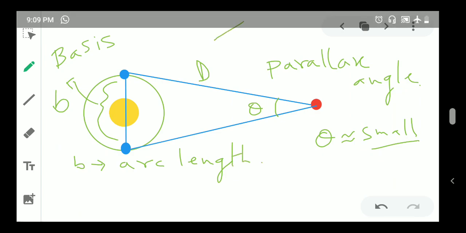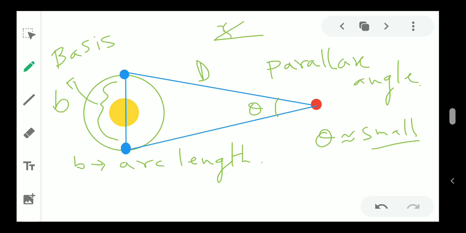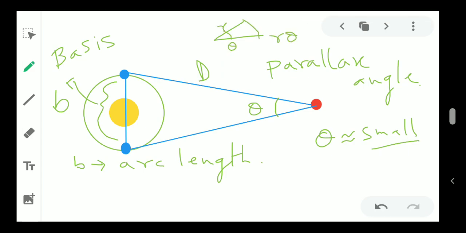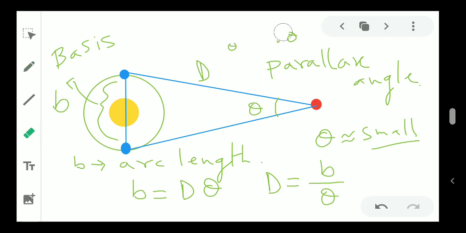So for an arc, if the radius is r and the angle is theta, the arc length will be r theta. We will apply the same here. So b will be d theta, so d will be b by theta. The distance for one star can be easily found with this kind of parallax method.